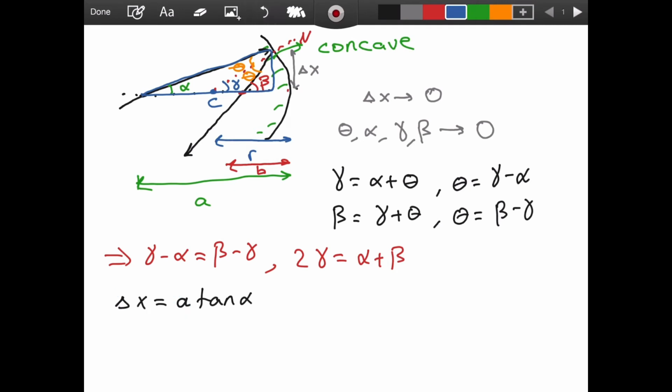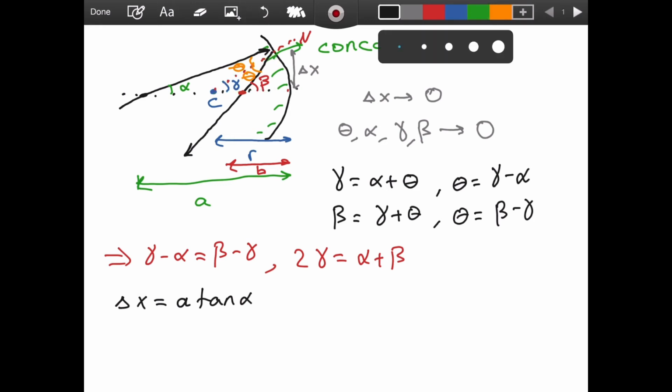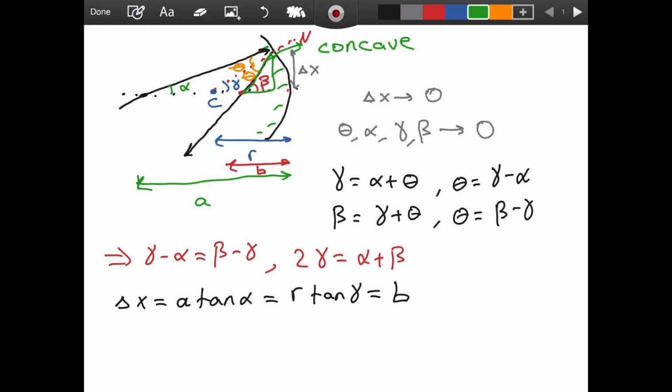And if I consider a smaller triangle like this one, perhaps the one in green now, then I can say delta x is also equal to r this time times tangent of gamma. Alright? And we can do one more like this. We can say this is also equal to, this time b, we are looking at this little triangle, b times tangent of beta this time.